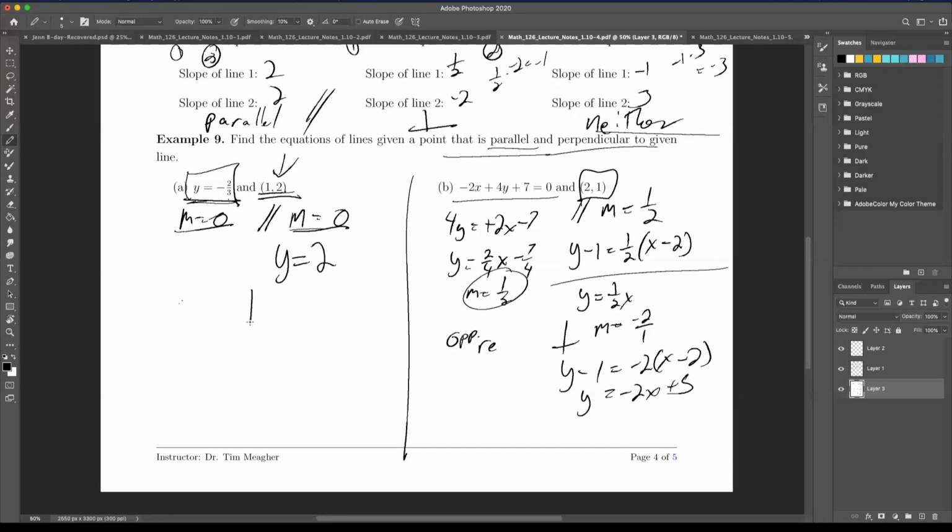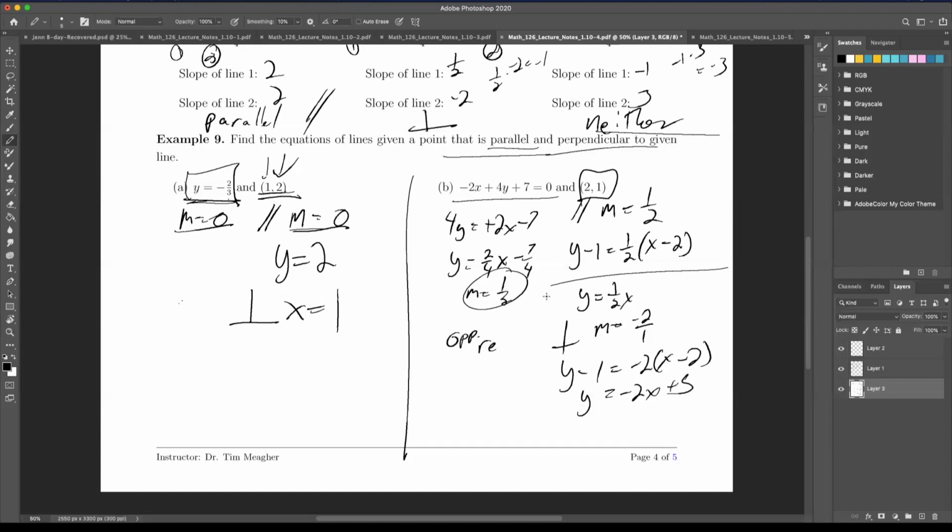So what's a perpendicular line to something that has slope of 0? Well, it's a vertical line, right? What vertical line goes through this point? The line that goes through this point is x equals 1. And so for this, that's how we do it.